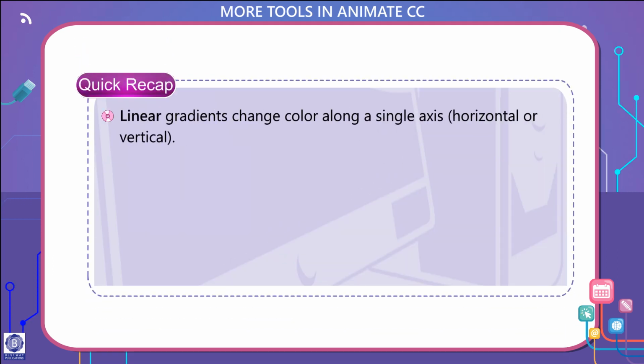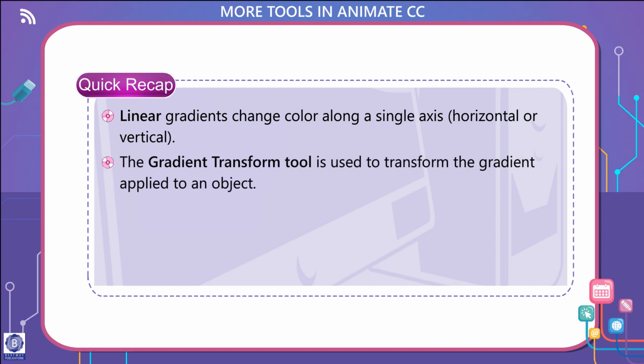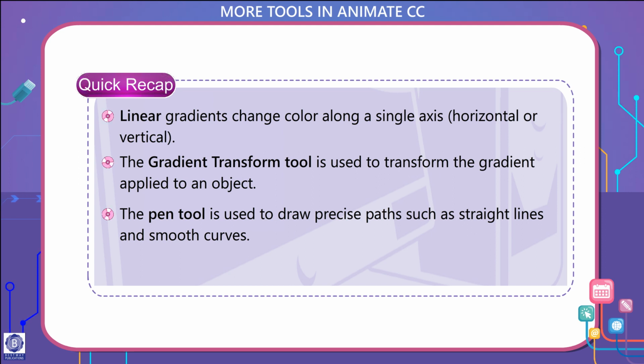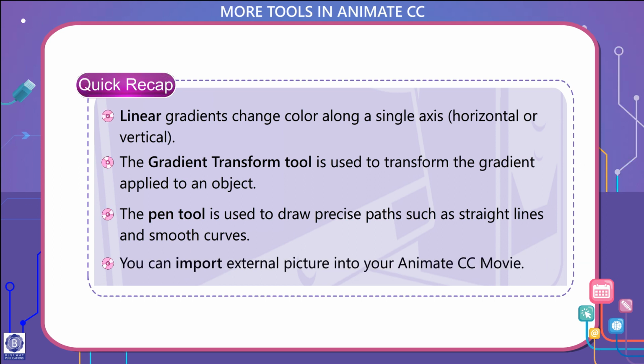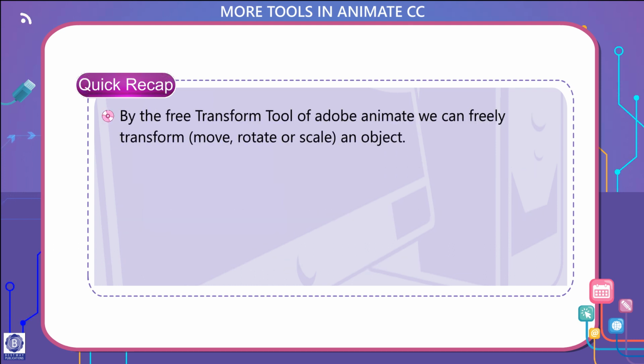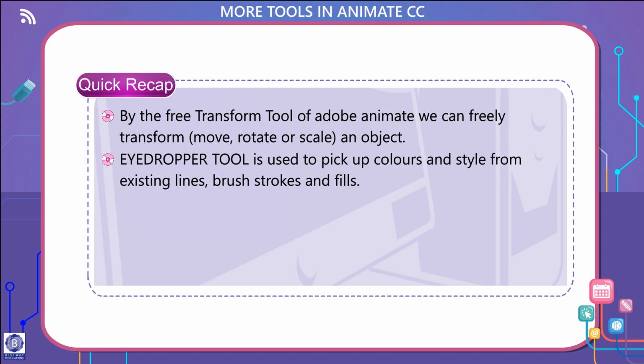Quick recap. Linear gradients change color along a single axis, horizontal or vertical. The Gradient Transform tool is used to transform the gradient applied to an object. The Pen tool is used to draw precise paths, such as straight lines and smooth curves. You can import an external picture into your Animate CC movie. With the Free Transform tool of Adobe Animate, we can freely transform, move, rotate or scale an object. The Eyedropper tool is used to pick up colors and styles from existing lines, brush strokes and fills.